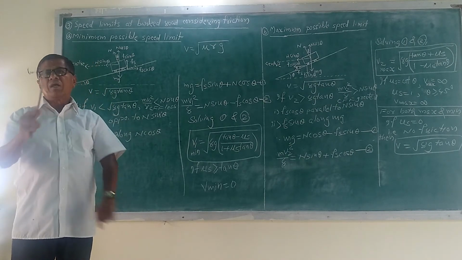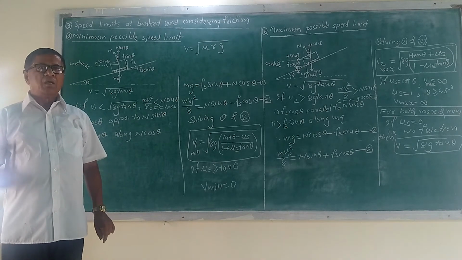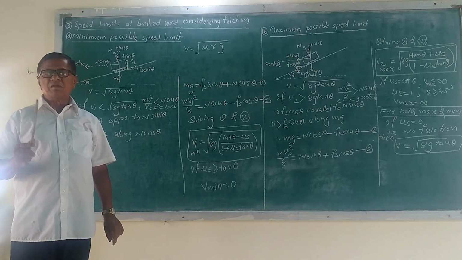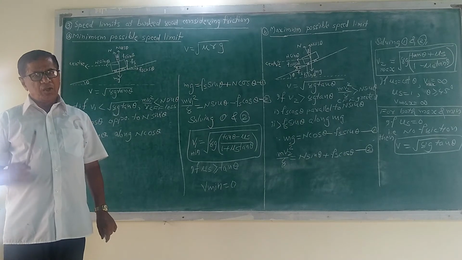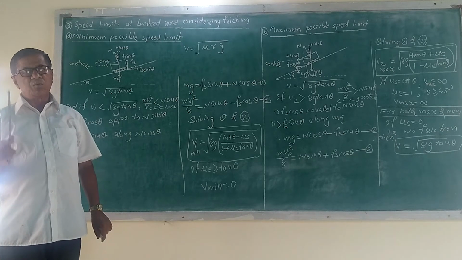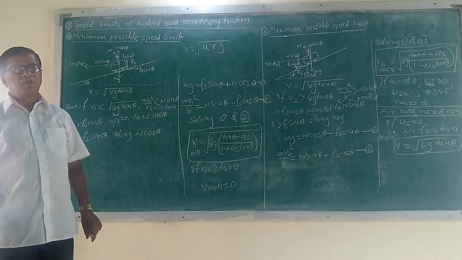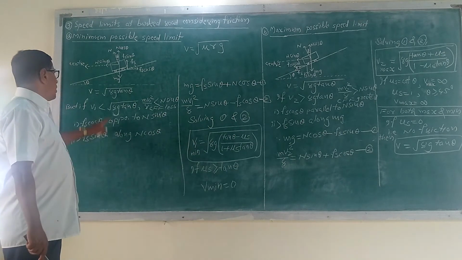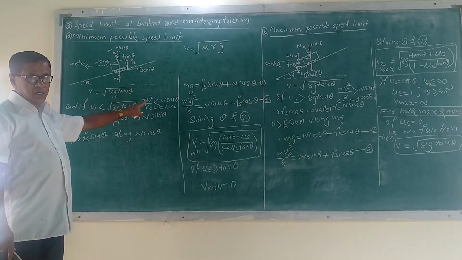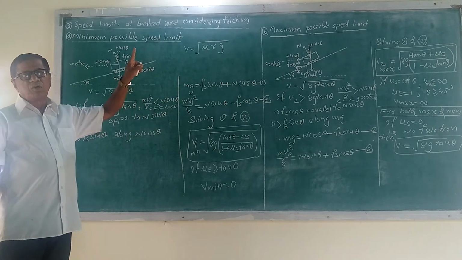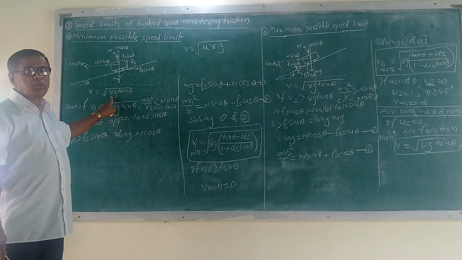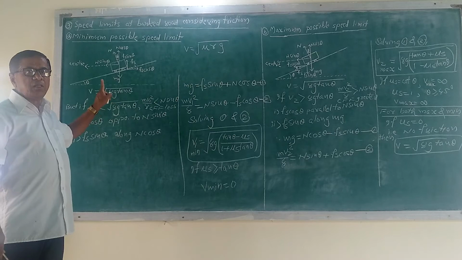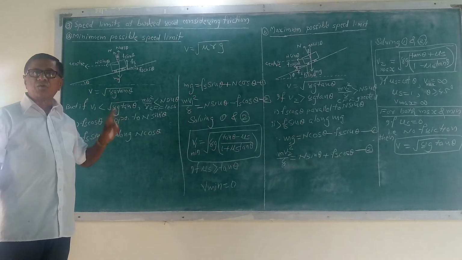N cos theta gets balanced by the weight mg. N sin theta supplies the necessary centripetal force, which gets balanced by the centrifugal force. From the two equations, we derive the equation for the banking of road, that is v is equal to square root of r g tan theta, or theta is equal to tan inverse of v square upon rg. This is the maximum speed limit on the banked road surface, or theta, that is the angle of banking. In this case, we are not considering the force of friction.